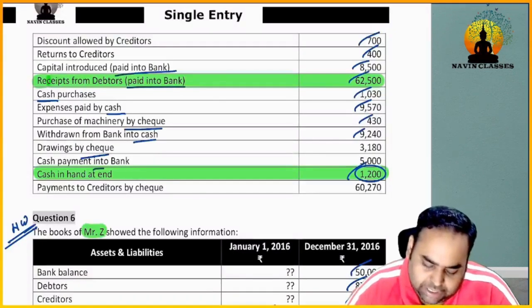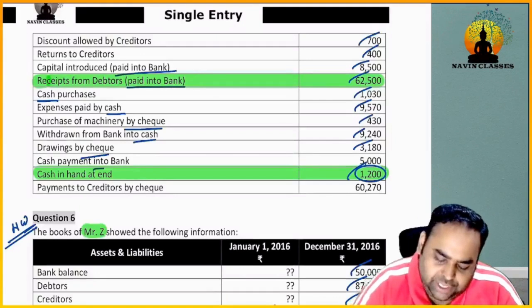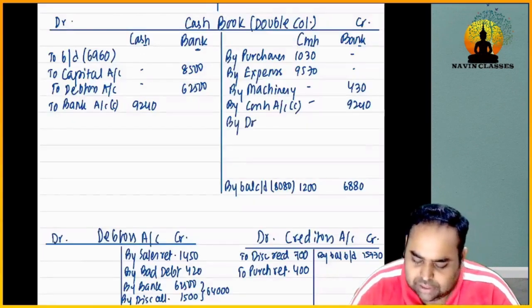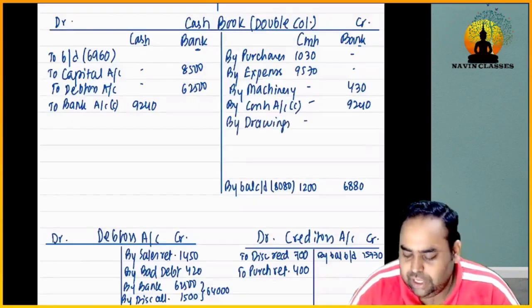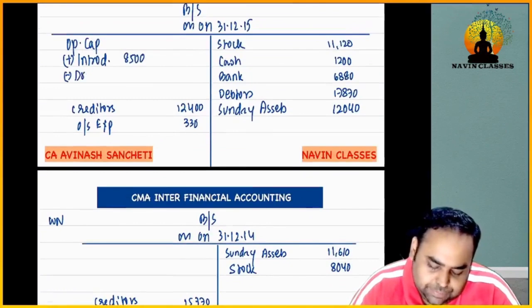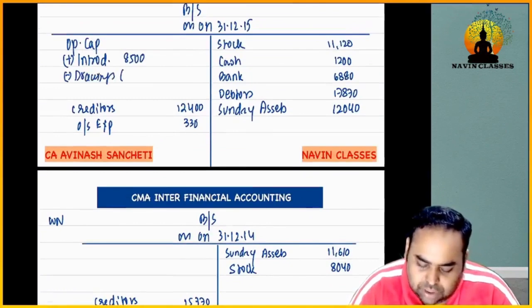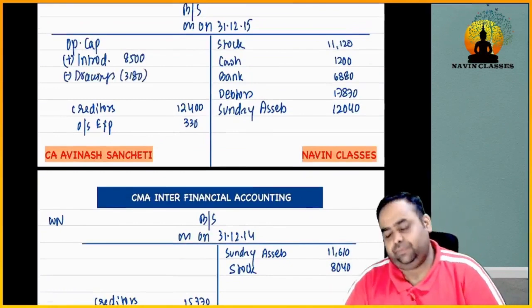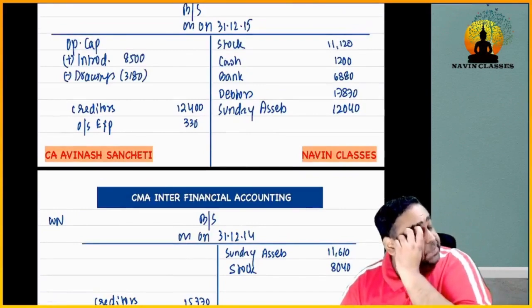Then after that, next is drawings by check. So we will write by drawings, 3180. And these drawings will be deducted from the capital. But we gradually need to increase our speed.